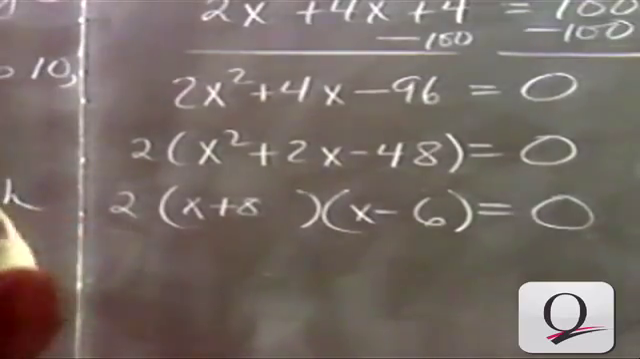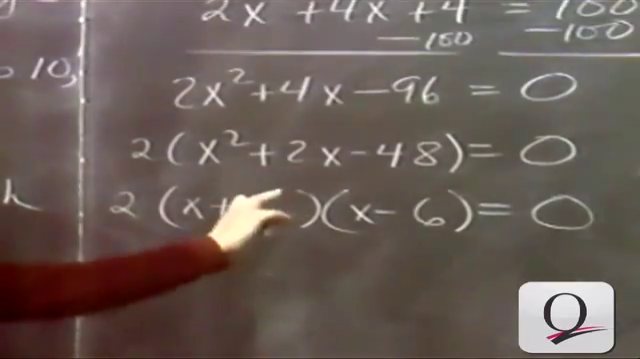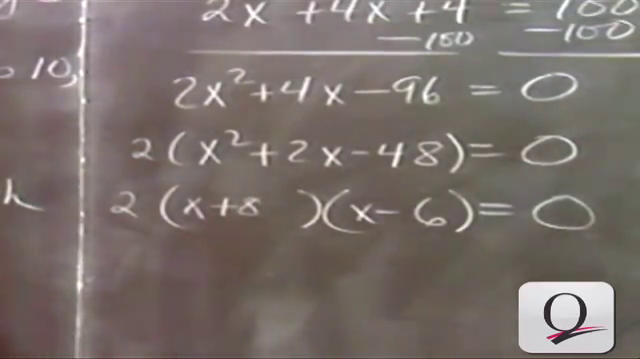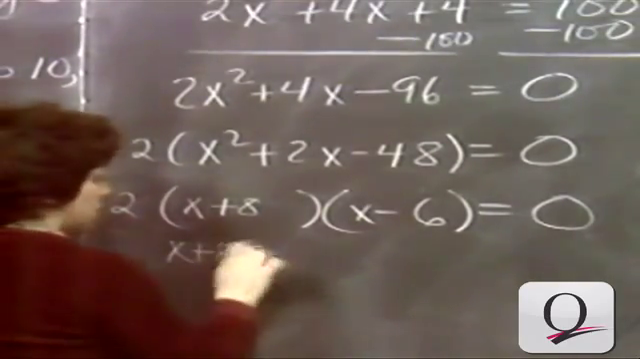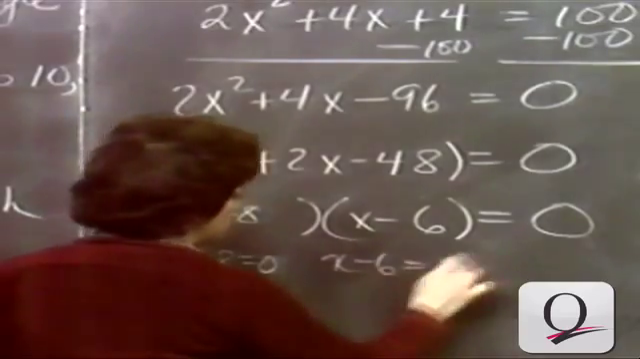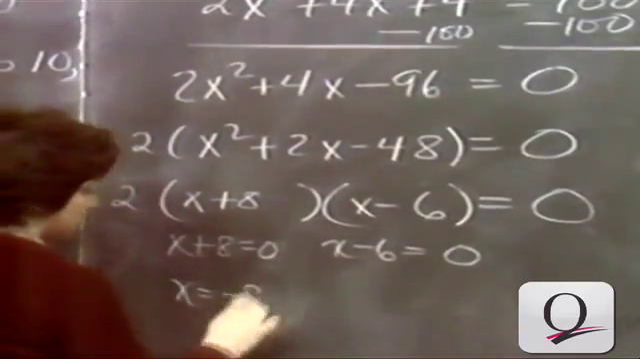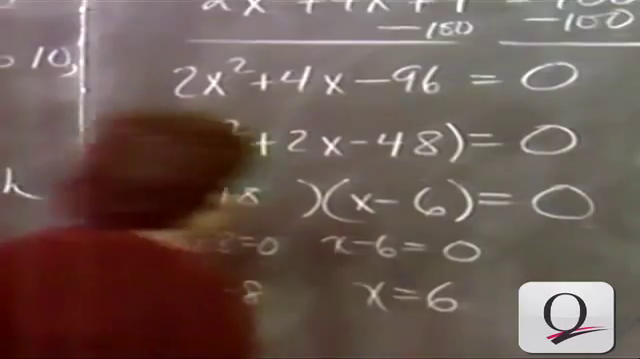Okay, we have this product equal to 0, so at least one of the factors is equal to 0. Clearly, 2 is not equal to 0. In fact, you could have divided both sides by 2 to start off, so it wouldn't even be here. Either x plus 8 is 0 or x minus 6 is 0. This gives you x equals minus 8, and this gives you x equals 6.